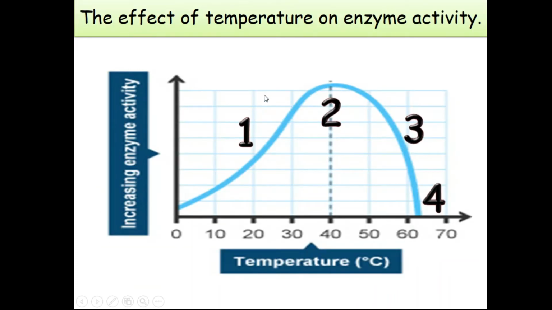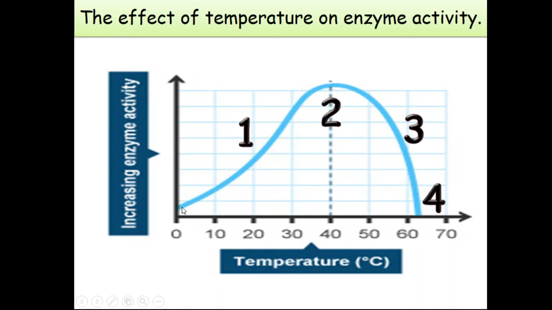So this is a graph which shows that quite well. I'd probably say 40 degrees is the optimum temperature for this enzyme, whichever one it is. That's because if you look at the peak of the graph, it functions the best at about 40 degrees, so we call that its optimum.